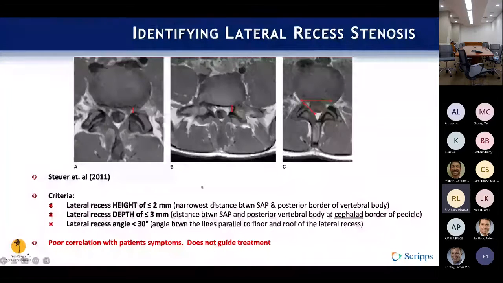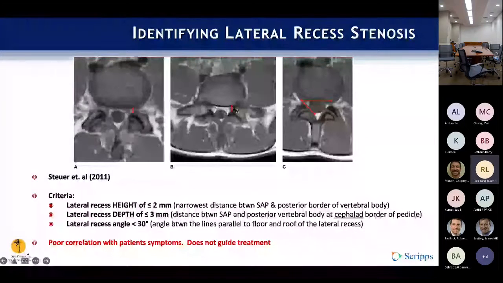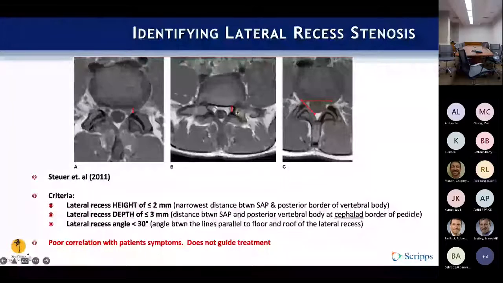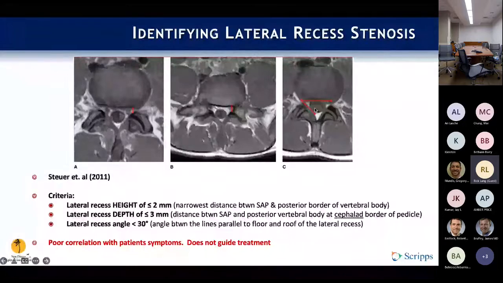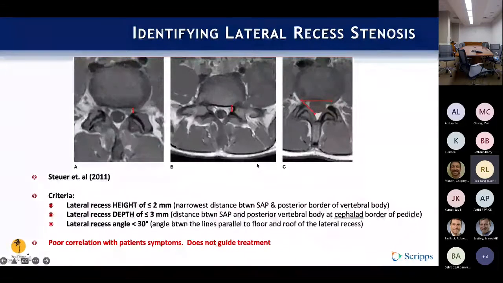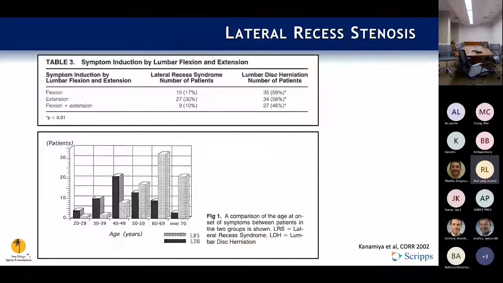Stewart et al. looked in 2011. A lateral recess height of less than 2 millimeters, the narrowest distance. Then if you look at the superior aspect of the pedicle, you want a depth of greater than 3 millimeters, the difference between the floor and the ceiling. An angle of less than 30 degrees would indicate lateral recess stenosis. So there are just some measurements to look for on MRI in case you're looking at that as a potential contributor.